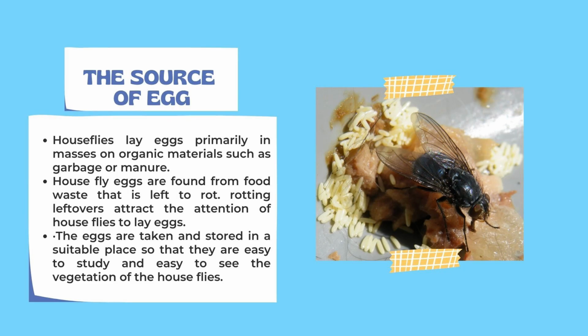This is the source of egg. Houseflies lay eggs primarily on moist organic material such as garbage or manure. Housefly eggs are found in food waste that is left to rot. Rotting leftovers attract the housefly to lay eggs. The eggs are taken and stored in a suitable place so that they are easy to study and easy to see the development of the housefly eggs.